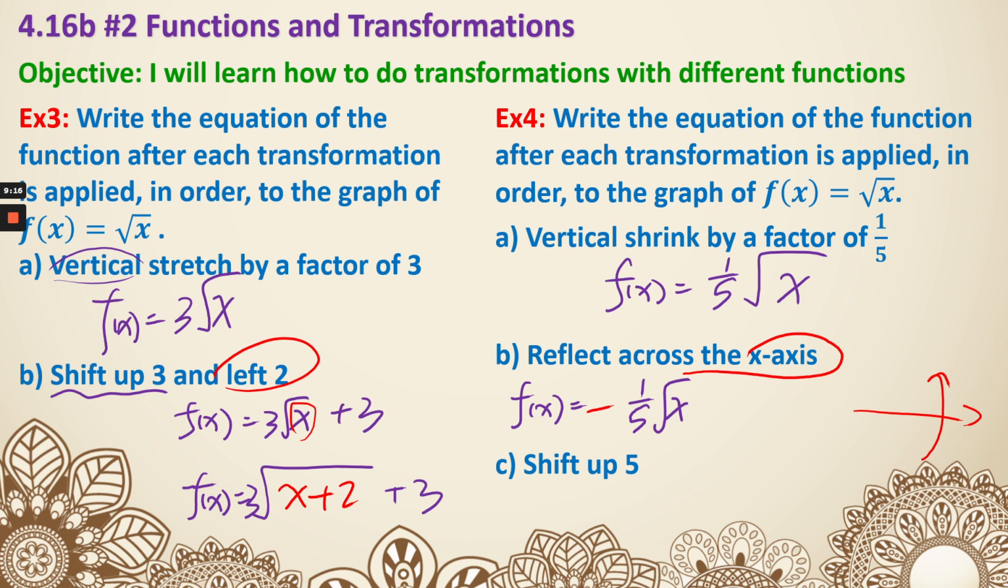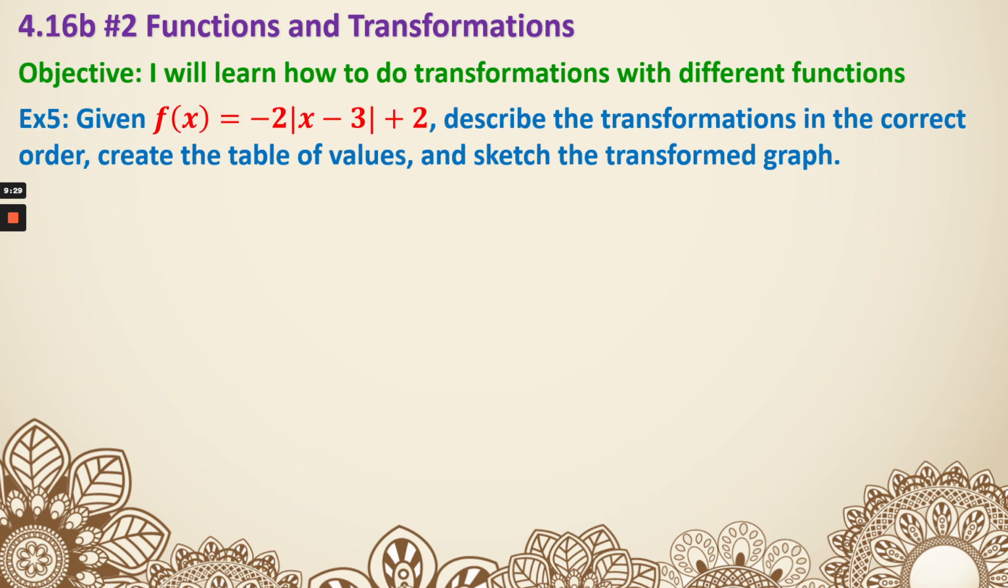Lastly, we have shift up by 5. So f of x equals -1/5 square root of x. Shift up, so it's going to be after we do the square root, after the function, plus 5 on the end. That is example 4. Next, example 5.